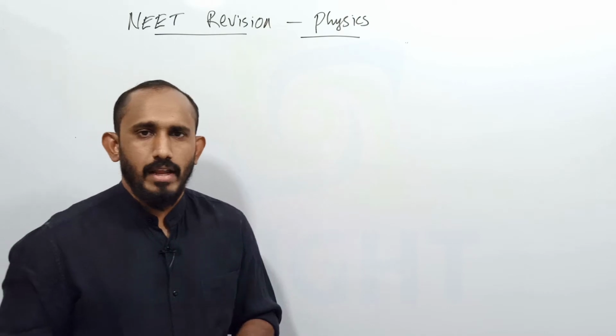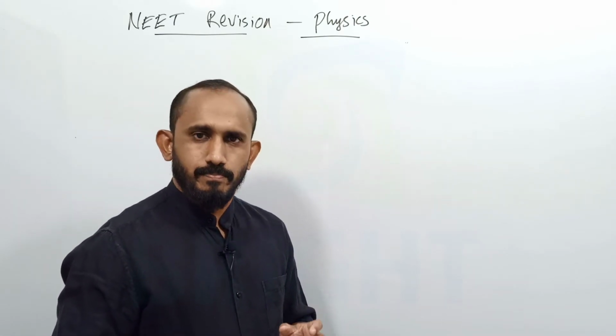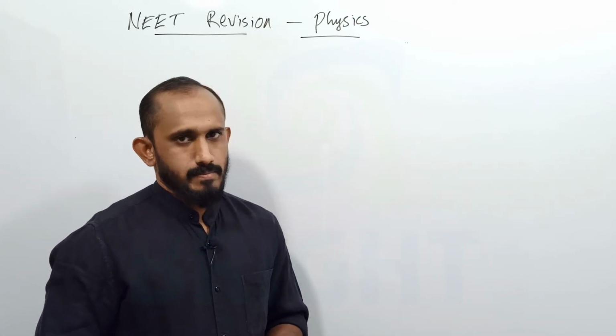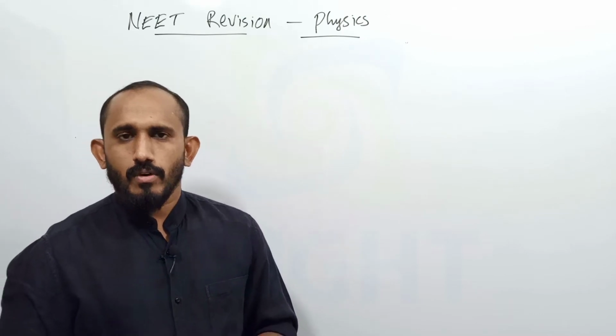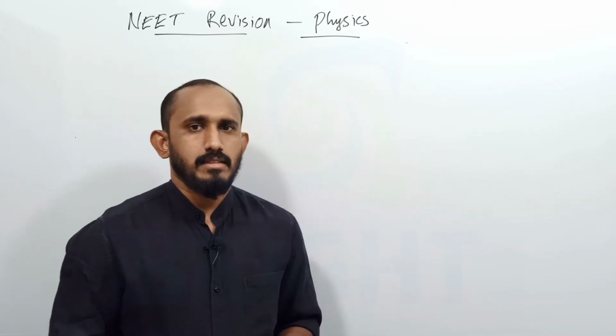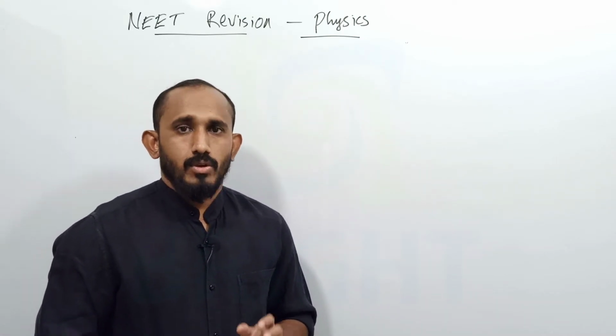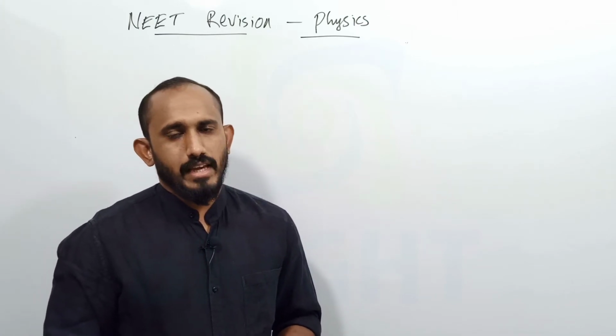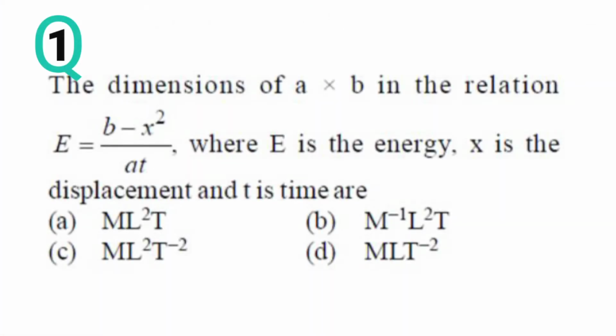Dimensions and error analysis is one of the important topics in the NEET syllabus. We have studied these topics in grade 11th, chapter number 2, units and measurement. One question we can see is: the dimensions of A into B in the relation E is equal to B minus x square by A t, where E is the energy, x is the displacement and t is the time.